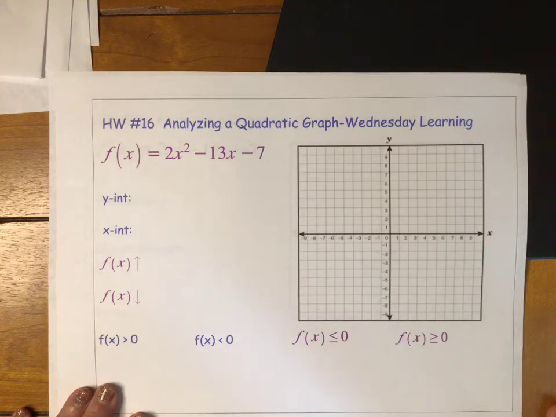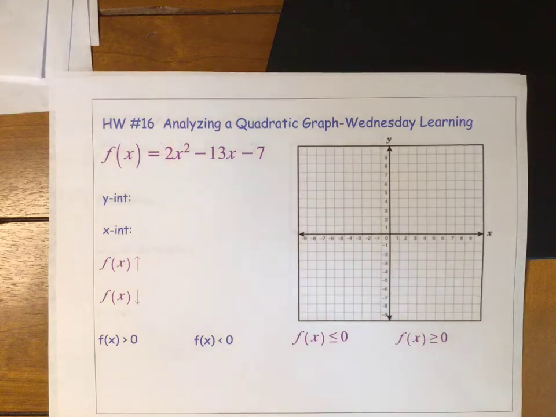We're going to put everything we know about quadratics, graphing quadratics, all the parts of quadratics, along with describing graphs all together in 2 slides today. So here we are. We're starting with f of x equals 2x squared minus 13x minus 7.